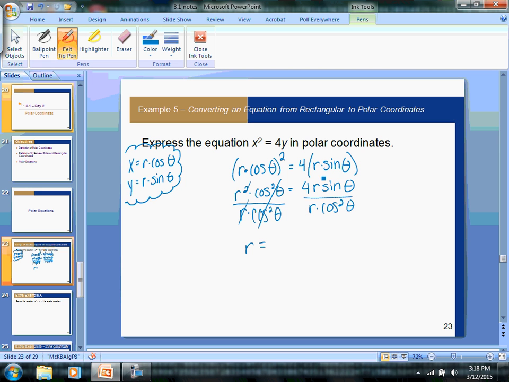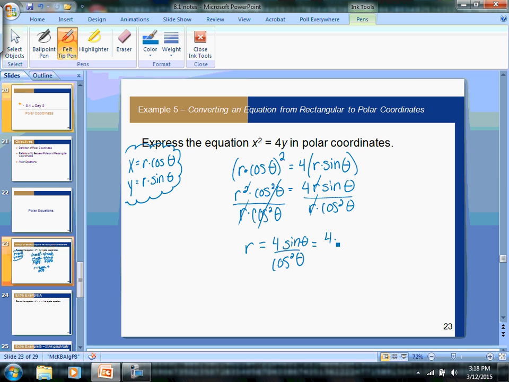Now on the right-hand side, I also have the r's that are going to cancel. So I end up with 4 sine theta over cosine squared theta. Now that is a trig expression that I can simplify down a little bit more. And to help me do that, I'm going to break it apart so you can visualize it differently.